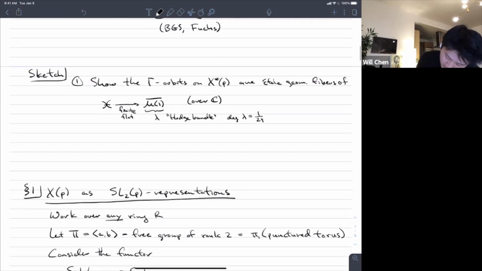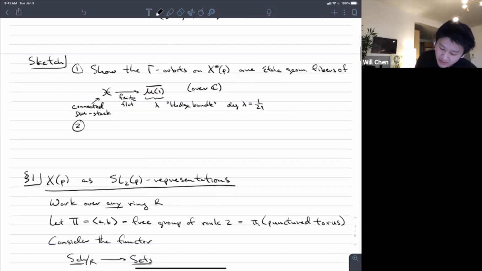Okay, and the second step. The point is that every gamma orbit corresponds to an étale geometric fiber of a map like this, where X you can think of as some kind of connected Deligne-Mumford stack, and this map is finite flat, but generically it's finite étale. Step 2: show that the degree of the pullback of the Hodge bundle is congruent to 0 mod p.